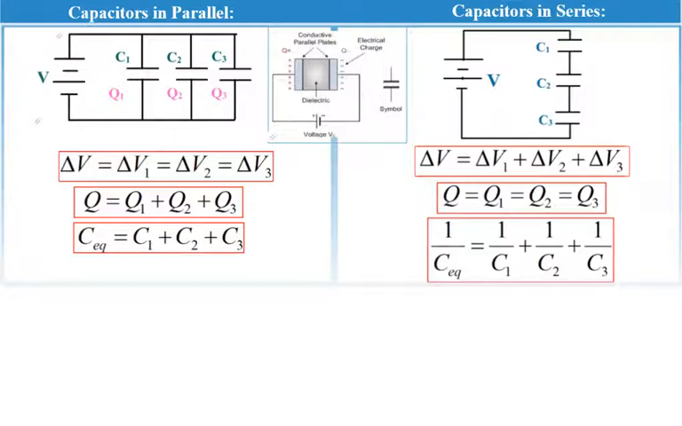And what you would have 1 over when you had resistors connected in parallel, here you have 1 over when you have capacitors connected in series. So let's look at some of the questions and see how we can solve them.